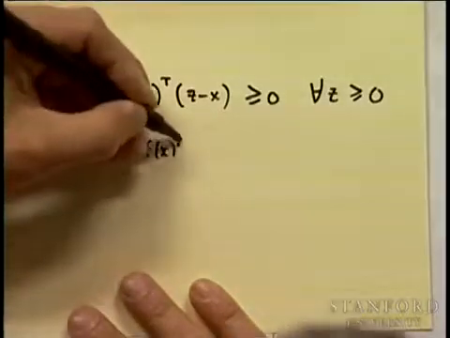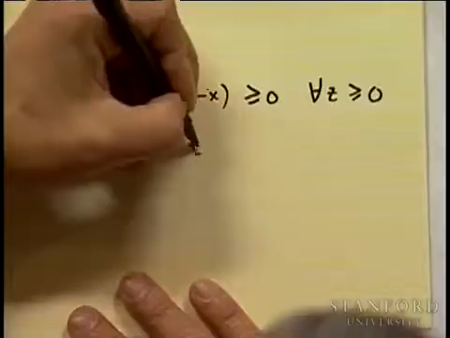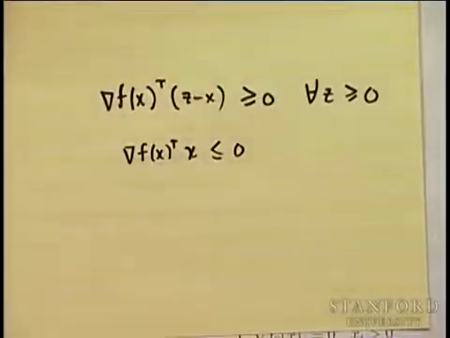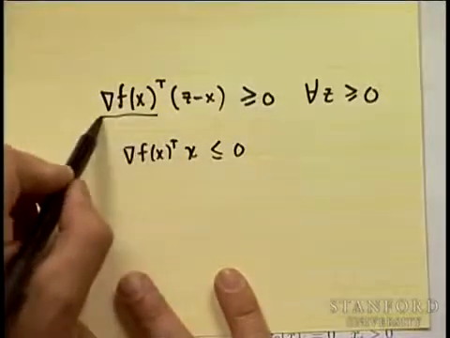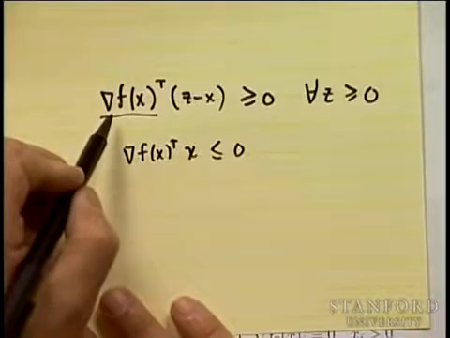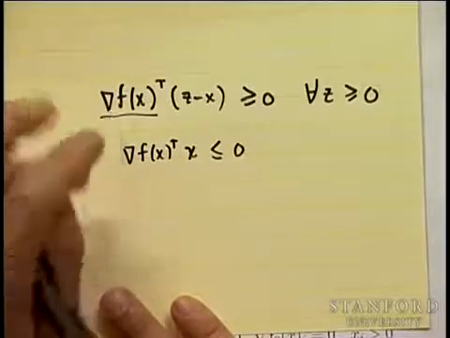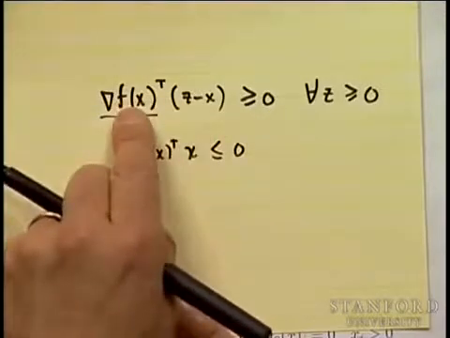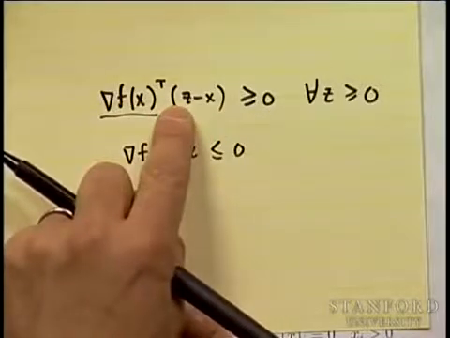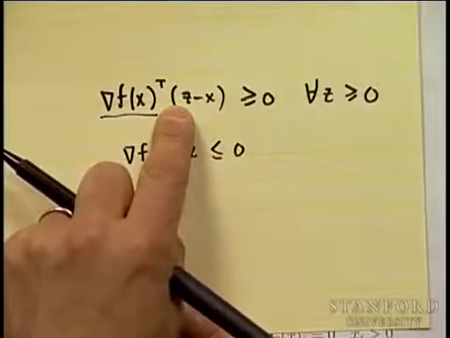The grad f of x transpose times z is greater than or equal to 0, for all z. Everybody agree with that? That's from z equals 0. And now I can do the following. If an entry of this vector were negative, I'm in big trouble. Because if the ith entry of this thing is negative, I take z equals t times e_i.